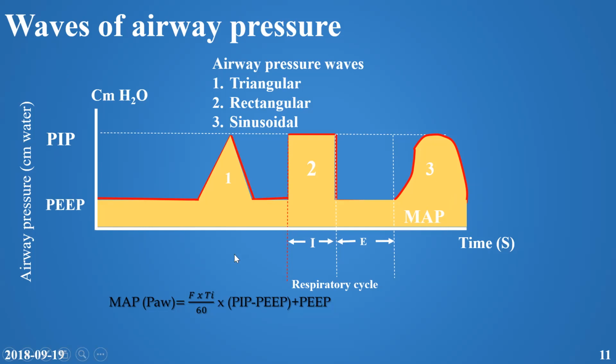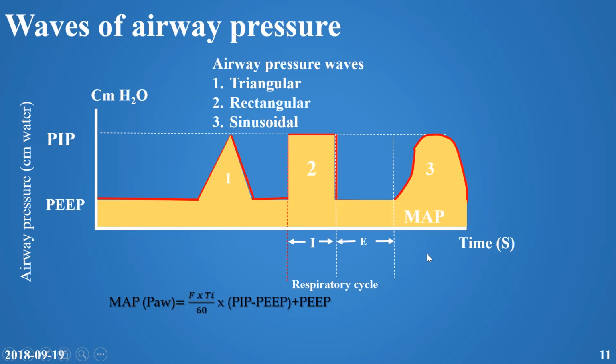Okay, so we said there is PIP and PEEP. But if we combine PEEP and PIP, we have what we call the area under the curve. You look at the colored area. This is called MAP, mean airway pressure. And you can see it is composed of the PEEP, the PIP, and also the respiratory cycle. That's what we call the MAP.